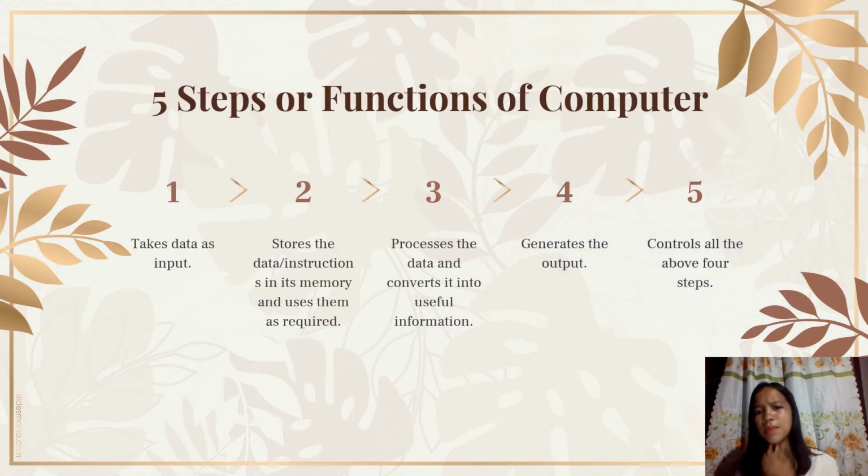So what are the 5 steps or functions of computer? First, it takes data as input. Second step, it stores the data or instructions in its memory and uses them as required. The third step is it processes the data and converts it into useful information. The fourth step is it generates the output. And the last step or function of a computer, it controls all the above 4 steps.